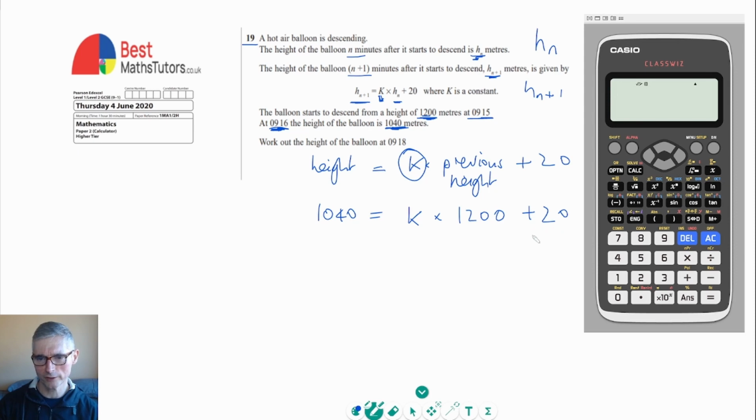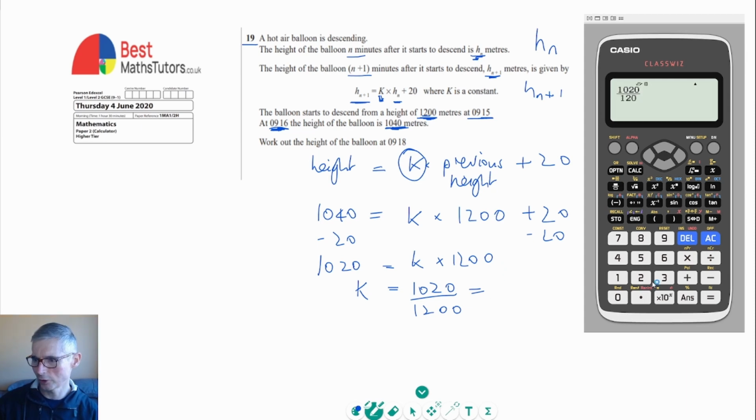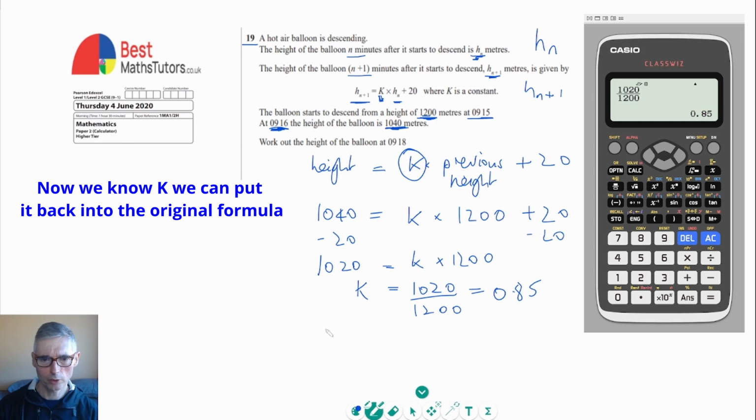So I'm just going to subtract 20 from both sides to begin with, and that's going to give us 1020 equals k times 1200. Then if I divide both sides by 1200, that gives me that k is equal to 1020 divided by 1200. I'll work that out on the calculator. It cancels down as a fraction, but we can get it as a decimal, so 0.85. So that gives me the value that I can put into the formula.